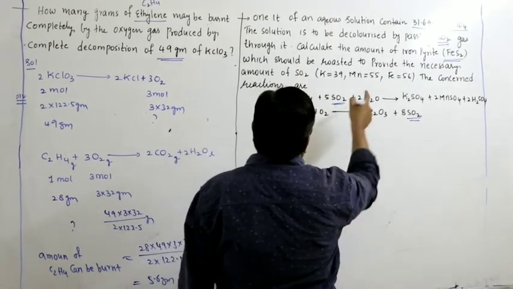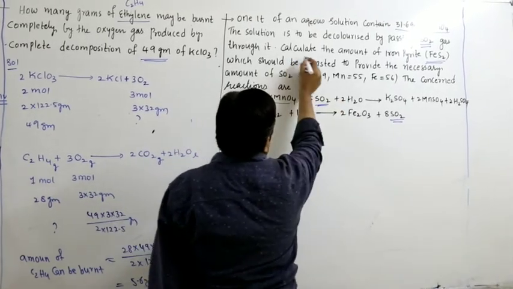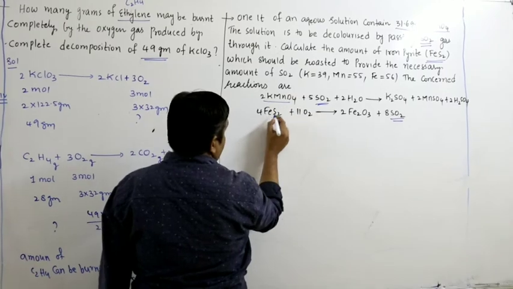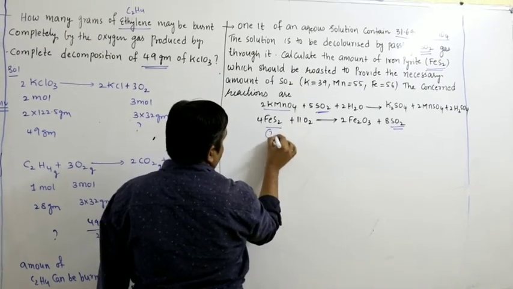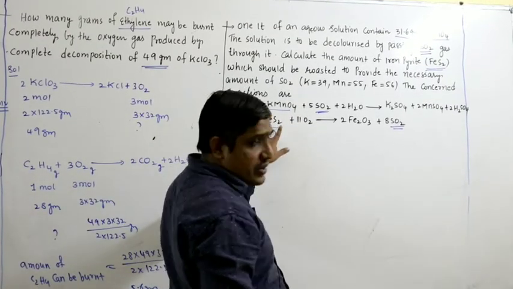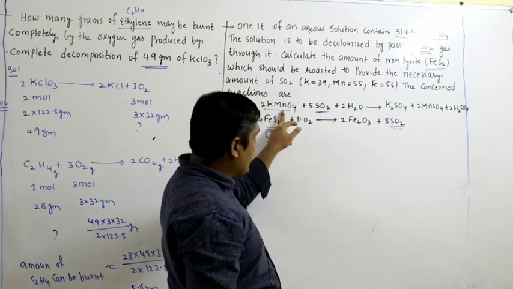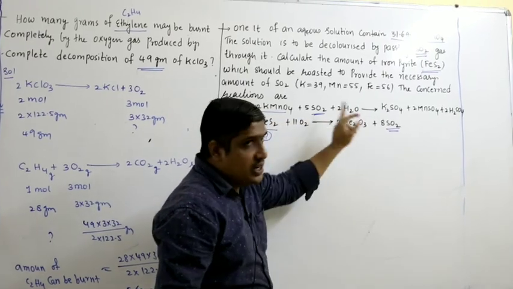Decolorize, provide the necessary amount of SO2. So calculate the amount of iron pyrites. So this compound we have to find. FeS2 weight we have to find. KMnO4 weight is given. The common component is SO2.